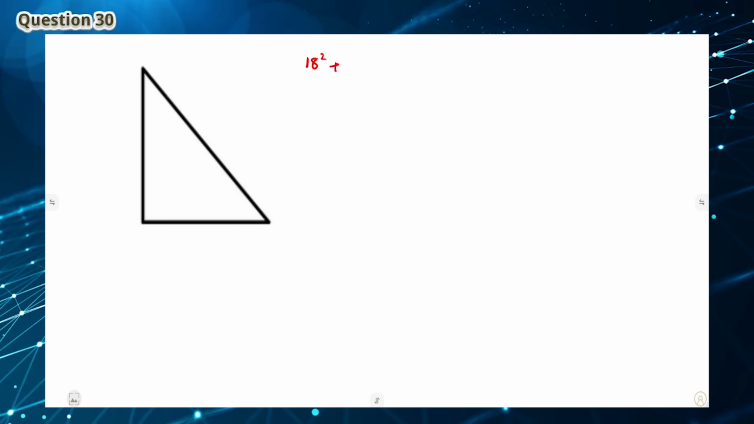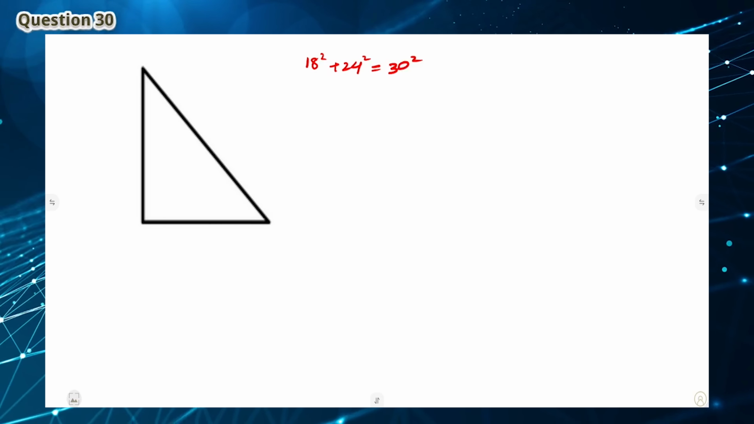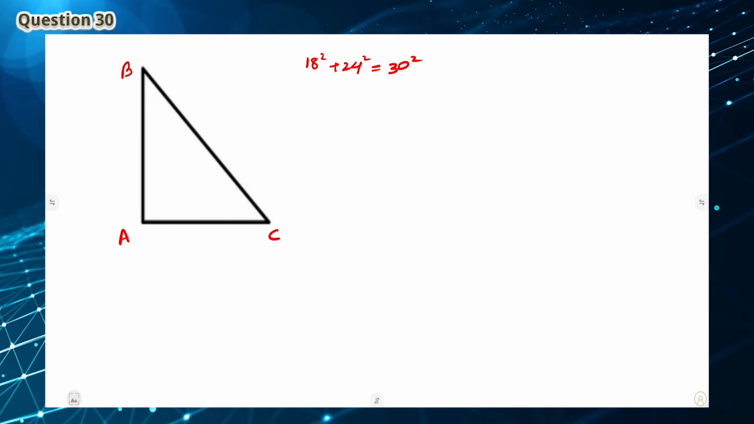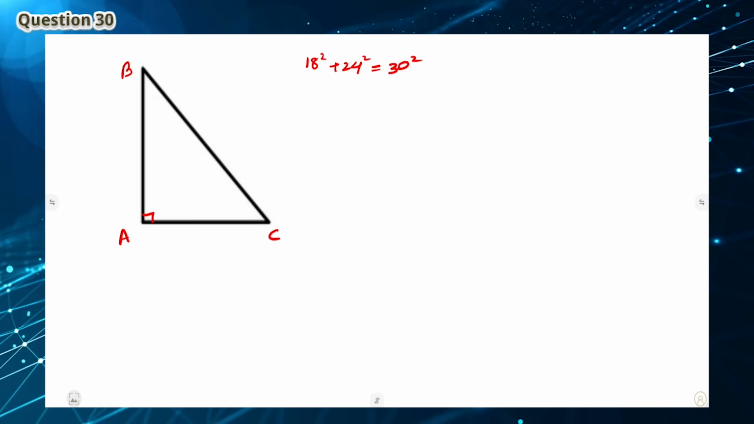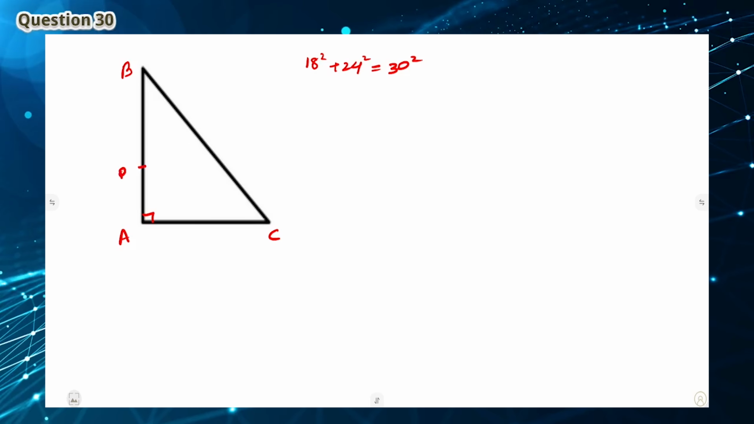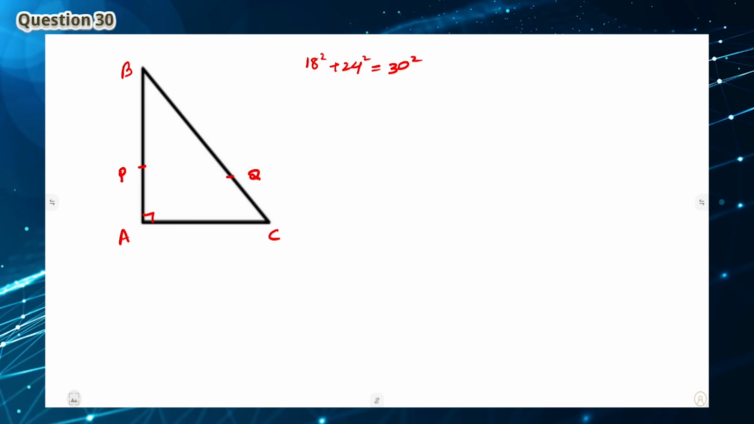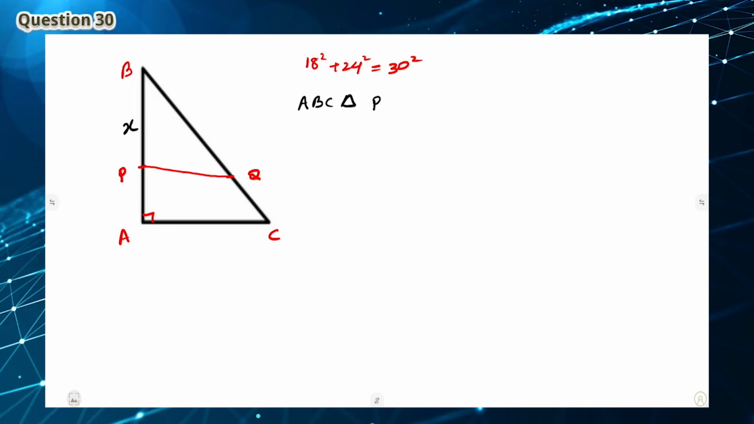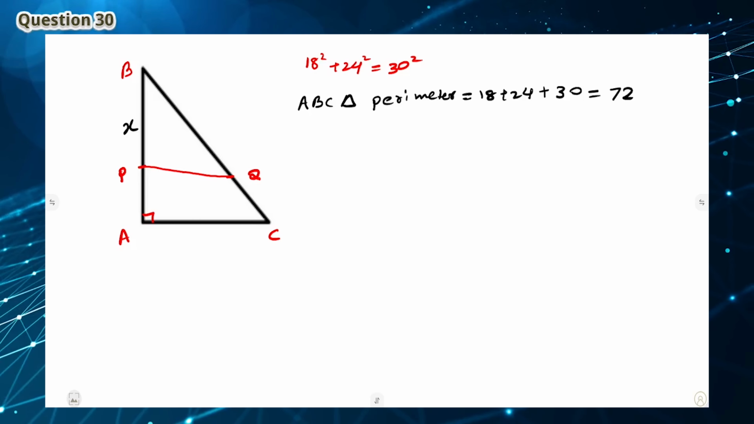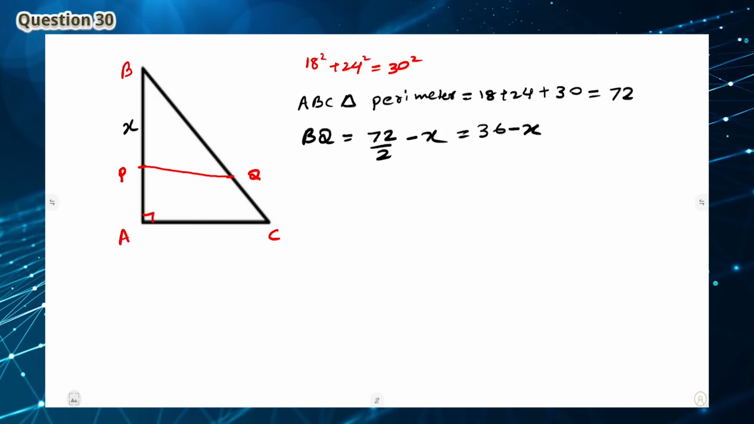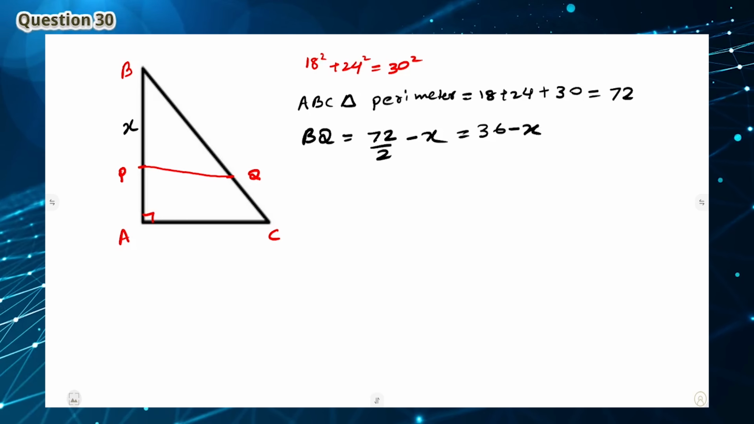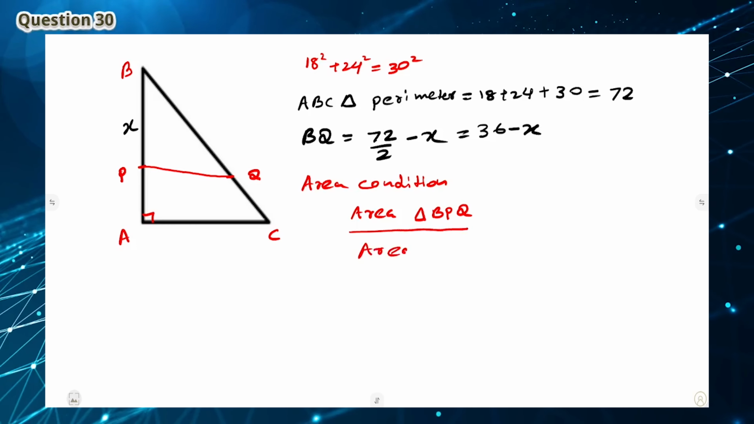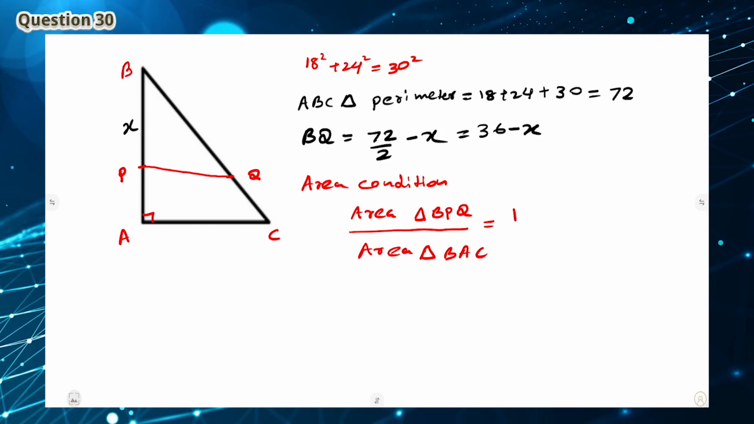Since 18 squared plus 24 squared is equal to 30 squared, the triangle ABC has a right angle at A. Suppose that the line meets the sides AB and BC of the triangle at the points P and Q respectively. If the length of BP is x, then the perimeter condition implies that BQ is equal to 36 minus x. We can apply the area condition, which implies that the area of the triangle BPQ on the area of the triangle BAC is equal to 1 on 2.